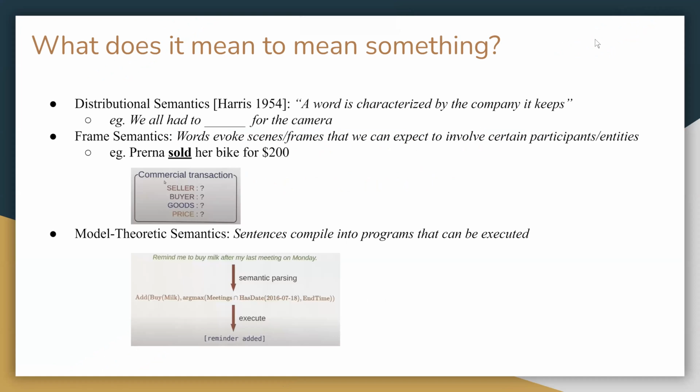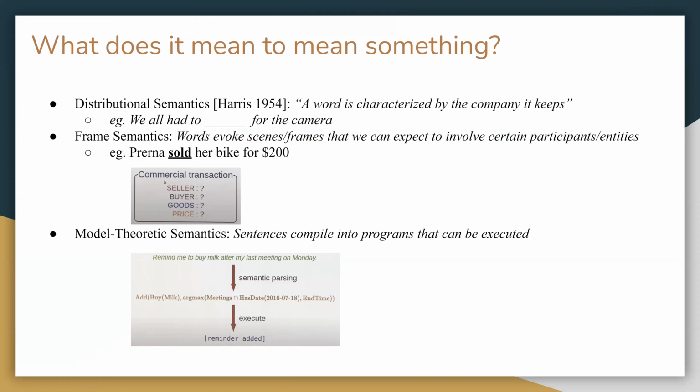Before we begin with the specifics of our paper, let us define what it means to mean something. Historically, there have been three schools of thought. The first believes in distributional semantics. That is, a word is characterized by the company it keeps. In the example sentence on the slide, we could fill in the blank as, we all had to smile for the camera. That is, the context is predictive of the missing word and vice versa.